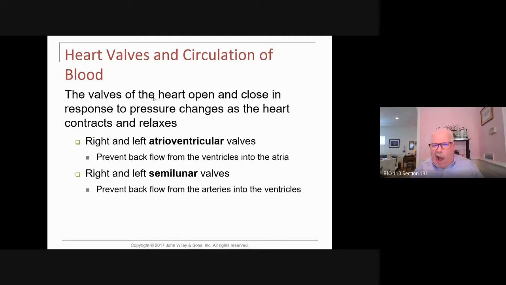There are 2 outflow valves. Outflow means the blood is leaving the heart. There's one on the right side and there's one on the left side. And they're called semi-lunar valves, half moons.